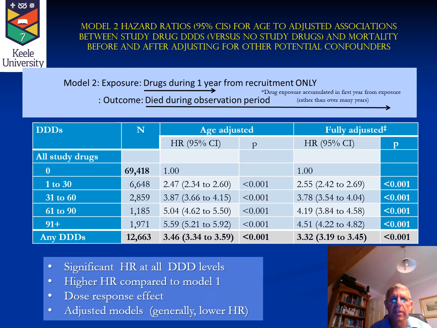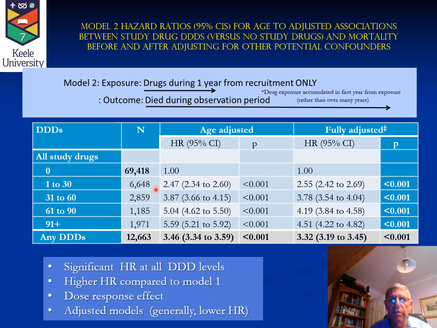What we're primarily interested in is the effect of the hypnotic drugs. We saw in the previous slide the effect of the covariates, and now what we're going to look at is the effect of the drugs themselves. And we can see the defined daily doses going from no drugs to more than 90 defined daily doses during the first year. And then we're looking at the hazard rate during the entire observation period. And what we can see is that for the defined daily doses, the number of hypnotic drugs, there does seem to be a linear association. So the more drugs that you have, the higher the hazard ratio.